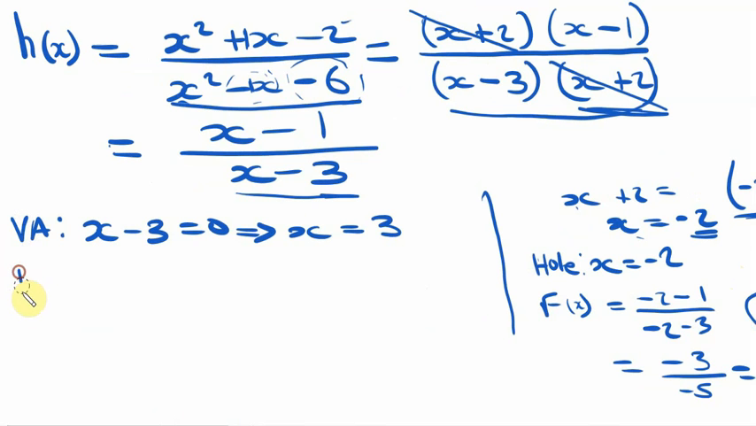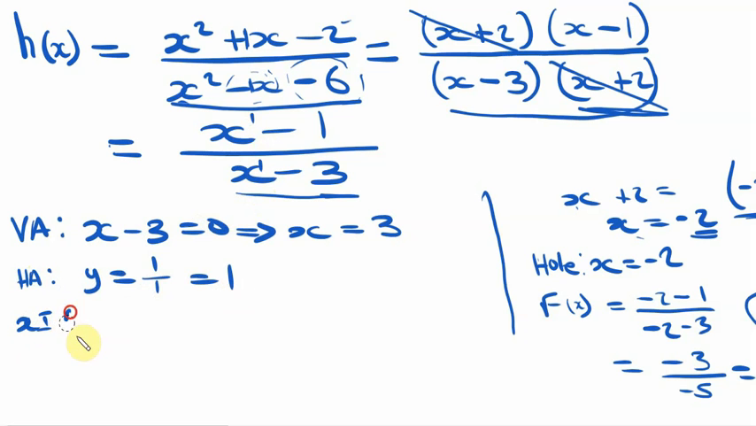Let's find the horizontal asymptote. The horizontal asymptote is found by looking at the order of the polynomials, the numerator and the denominator. They are of the same order. Therefore, we divide the coefficients of the terms with the highest order. In this case, it is 1 over 1, so it is located at y equals 1.